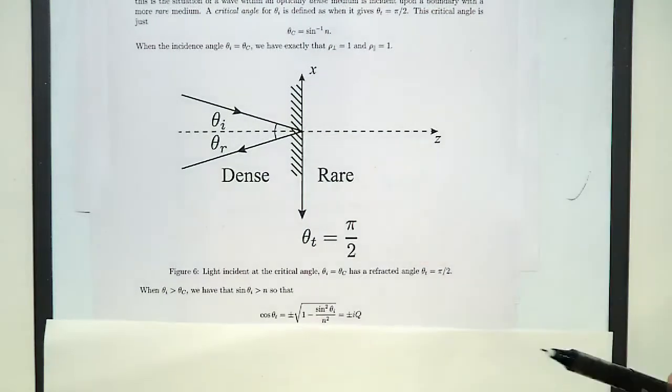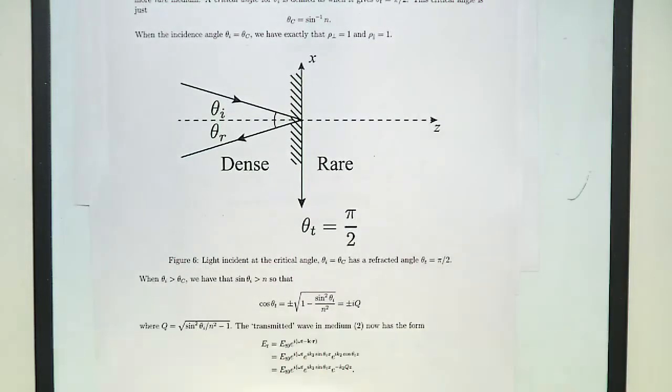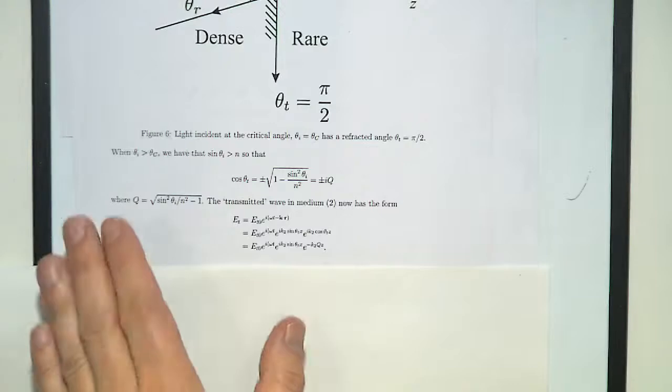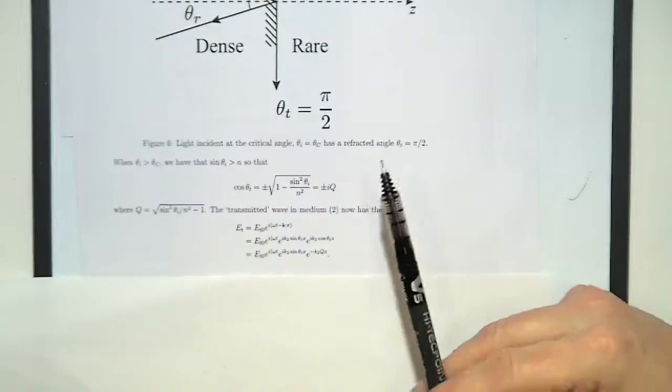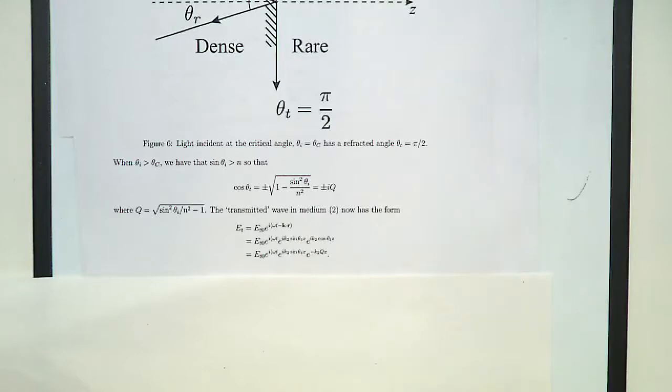However, there's something funny going on in this transmitted wave. It's not going into the material, but it's travelling along the surface. Okay? And we can write down its behaviour in the following form. There is a transmitted wave, and it has an effective wave number, Q.